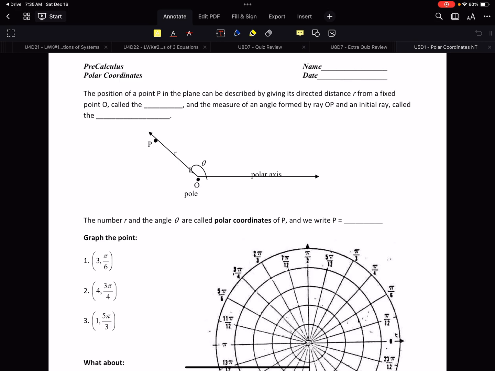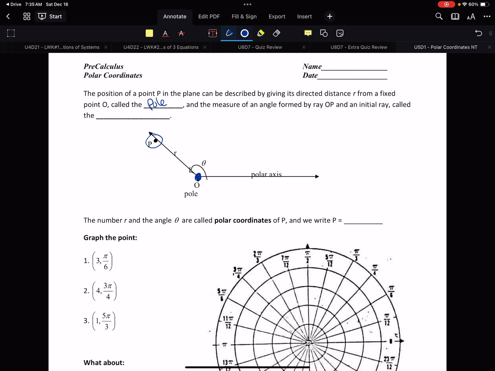So it's on a flat plane just like rectangular, but it's a little bit different as to where we put the points. If we have point P, which is right here in the plane, it can be described by giving its distance from a fixed point called O. Now, this dot should be there. That is the pole, which, for the most part, we think of as the origin, that 0,0 center spot. That's the pole that we are rotating around.